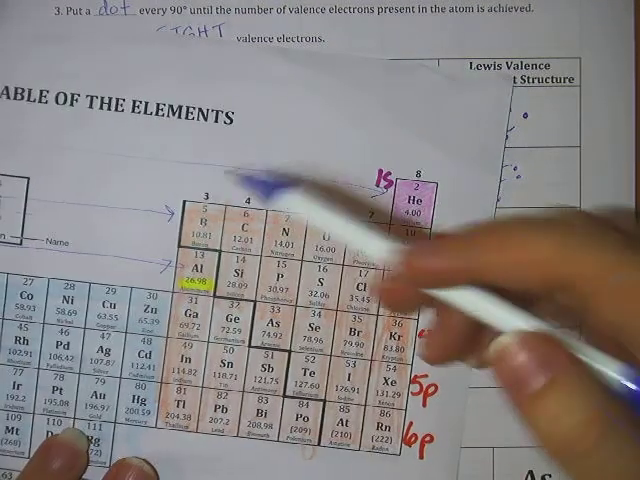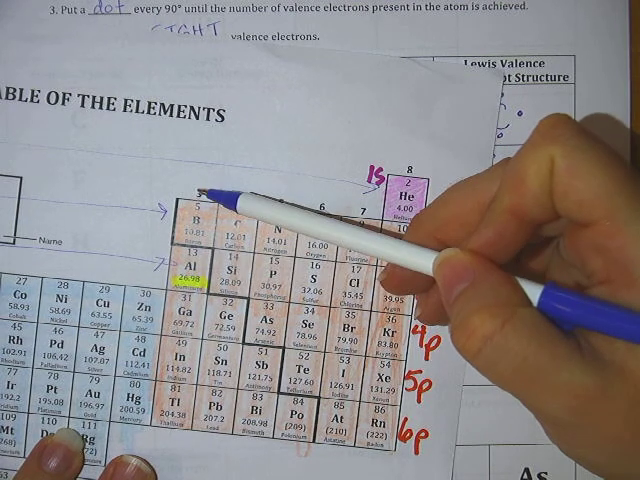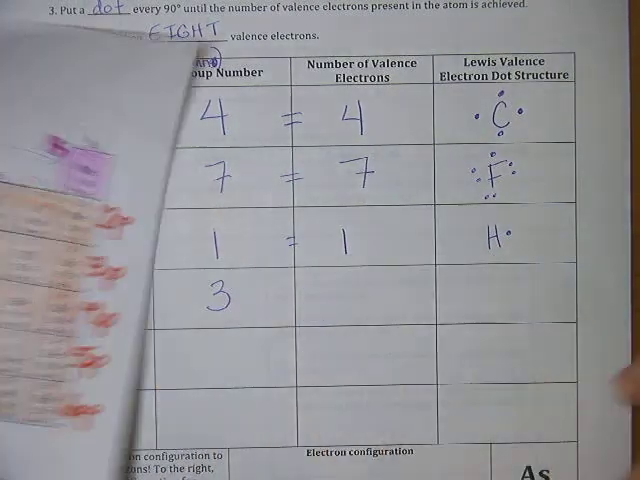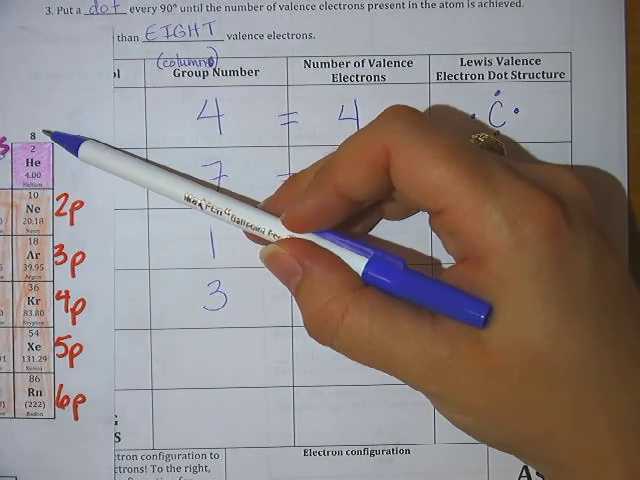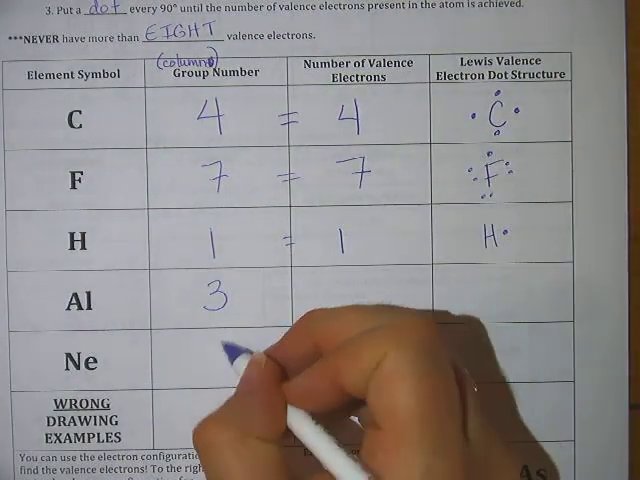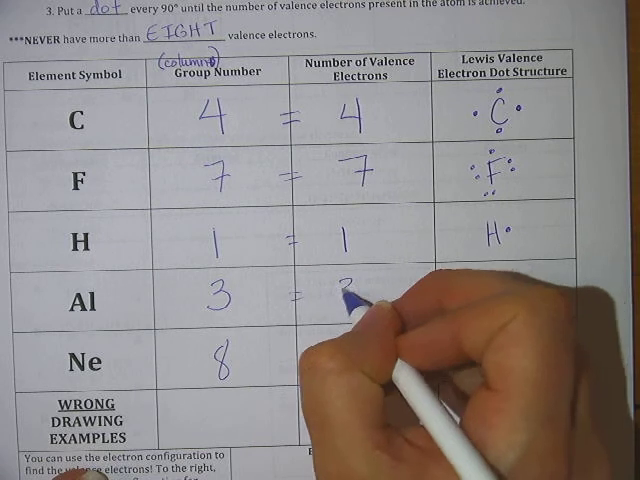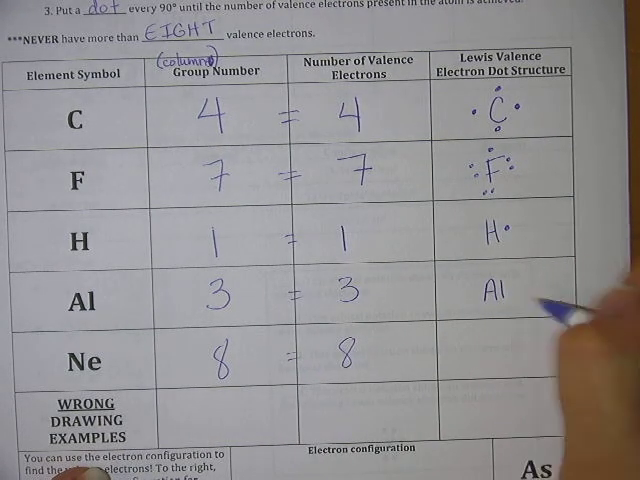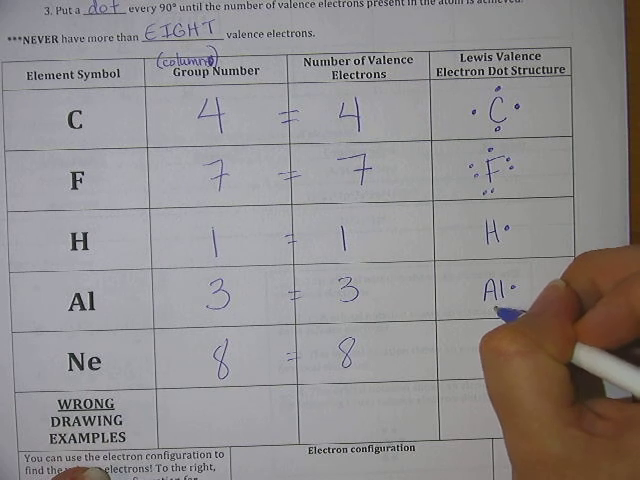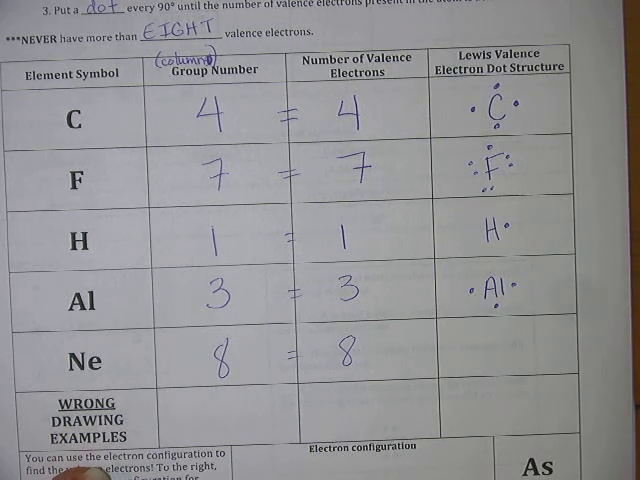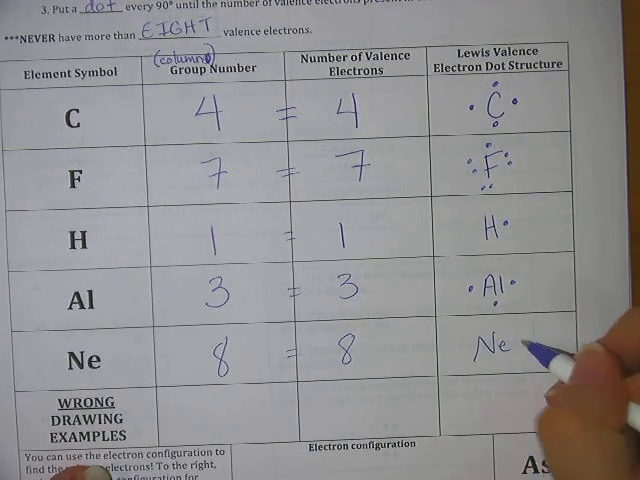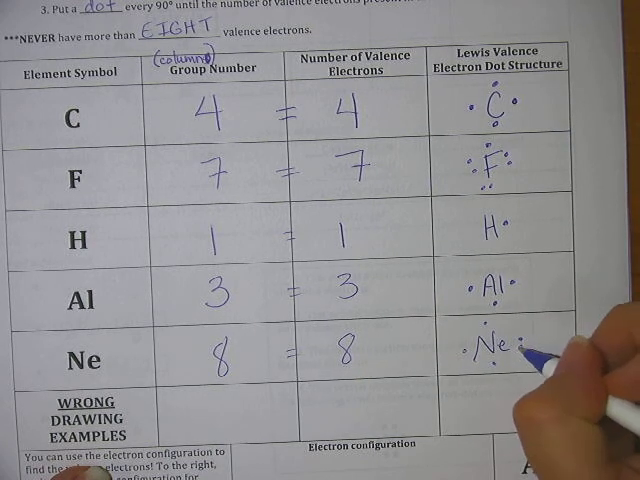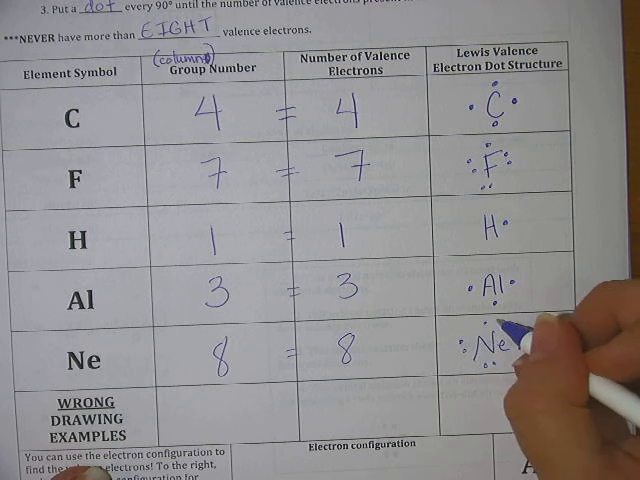Aluminum. It's in group 3. Neon is in group 8. So aluminum is going to have 3 valence electrons, neon's going to have 8. So aluminum, I go 1, 2, 3, and I stop. Neon, 1, 2, 3, 4, and then you go back and pair them up, 5, 6, 7, 8.